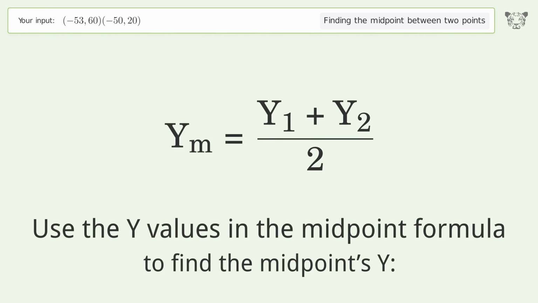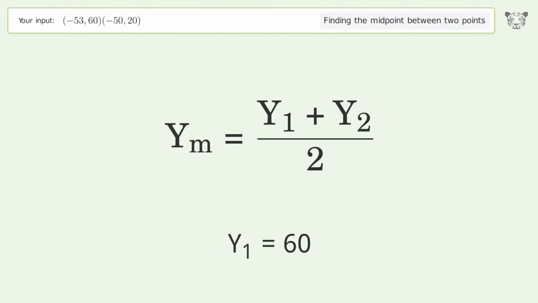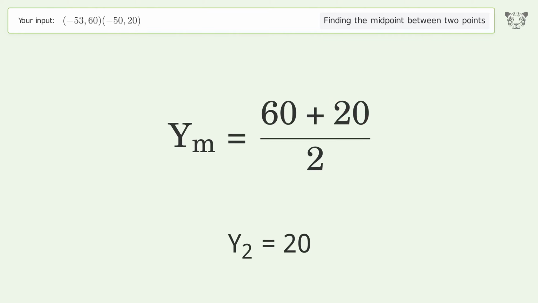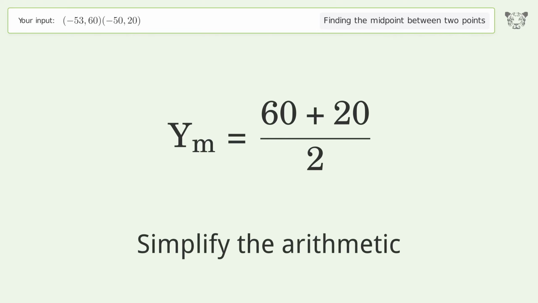Use the y values in the midpoint formula to find the midpoint's y. y1 equals 60. y2 equals 20. Simplify the arithmetic.